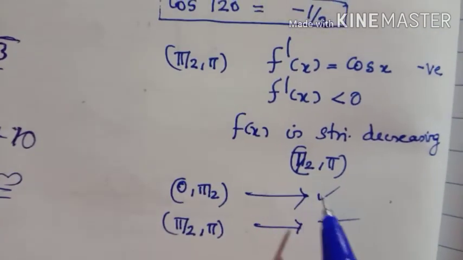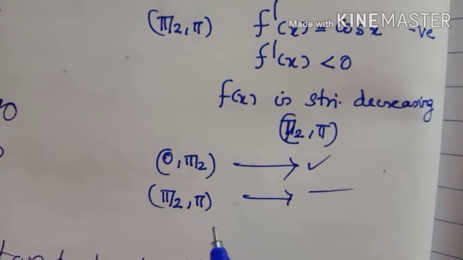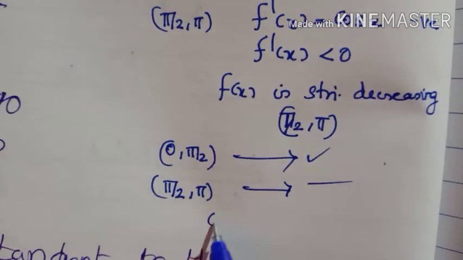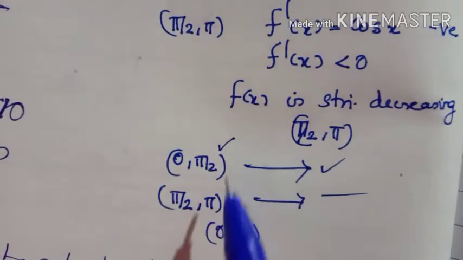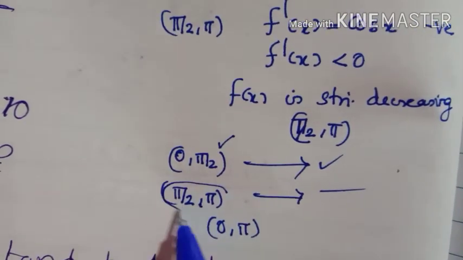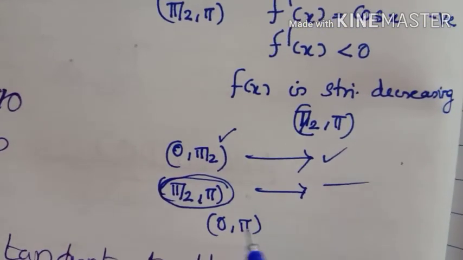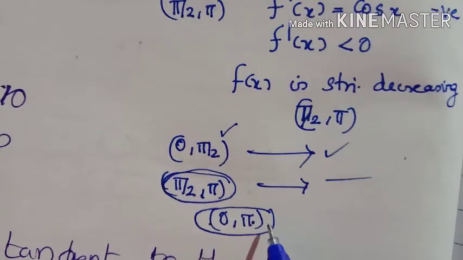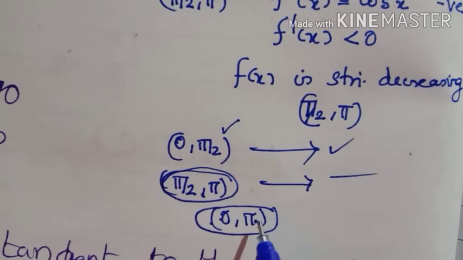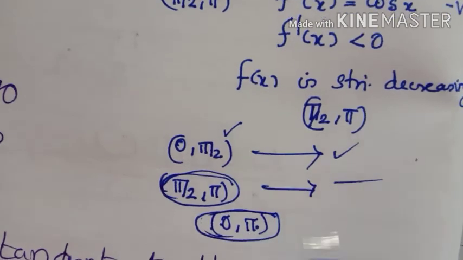So this is a method of verifying whether the function is increasing or decreasing in the given intervals. And it is clear that in the interval 0 to pi it is strictly increasing as well as strictly decreasing. So we cannot say whether it is increasing or decreasing in the interval 0 to pi. That means the function is neither increasing nor decreasing in this interval 0 to pi.